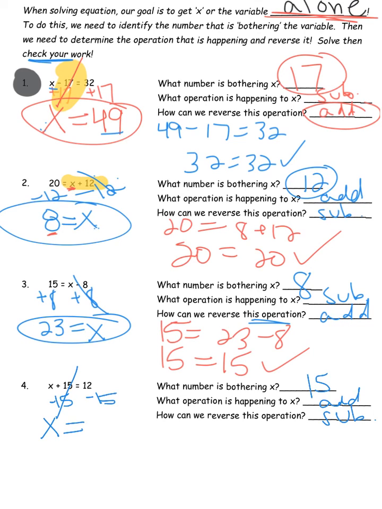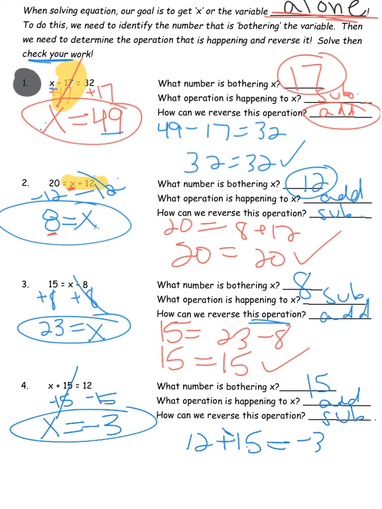Now, this problem's a little bit tricky because it says 12 minus 15. Let me write that over here. 12 minus 15. A small number minus a bigger number, we would probably want to do a leave change opposite. 12 plus negative 15, and we know that the answer is negative 3.